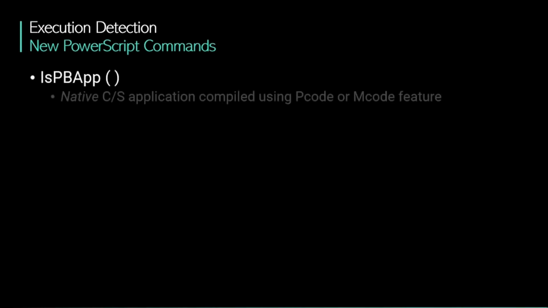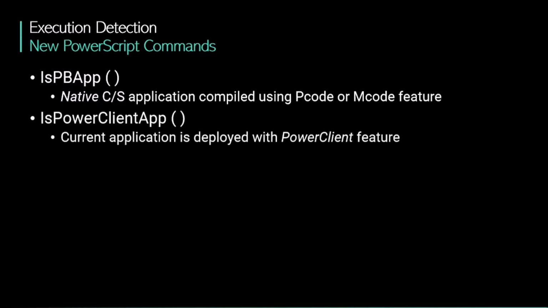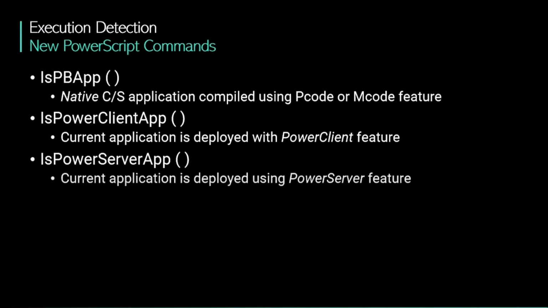Next, execution detection, new PowerScript commands. Is it a PowerBuilder application? This says it's a native client-server application executable, compiled using either 32-bit or 64-bit P-code, or it's 32-bit machine code. Is it a PowerServer client application? Again, that is a native client-server application. The only difference is it's actually being deployed using the PowerClient feature, which means it's being deployed from a web server. Is it a PowerServer app? Again, now in PowerServer 2021, it is a native client-server application, just that it's being deployed from the web server, but data access is being done through PowerServer, not by the actual client application.